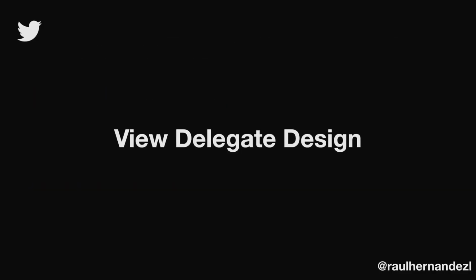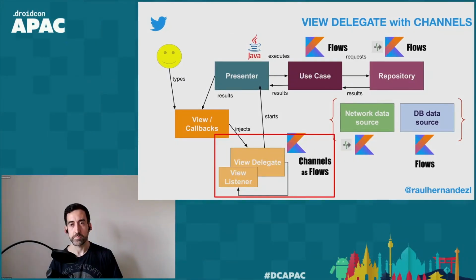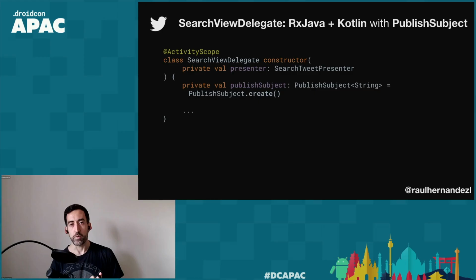And now let's see the view delegate design. For the view delegate, we want to have this with channels as flows in this case. These channels as flows are going to start with the view delegate. So the source tweet presenter, and inside that, I will have a public subject in RxJava. That can be a behavior subject. You want to have the latest result immediately all the time.